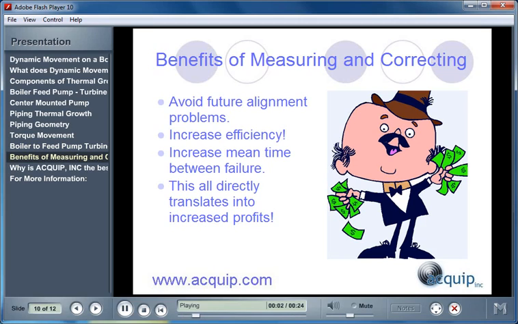There are several benefits of measuring and correcting your dynamic movement on your boiler feed pump to turbine. First of all, you're going to avoid future alignment problems. You're going to increase the efficiency of the machine. You're going to increase the mean time between failure, and this all directly translates into saving money and increasing profits.